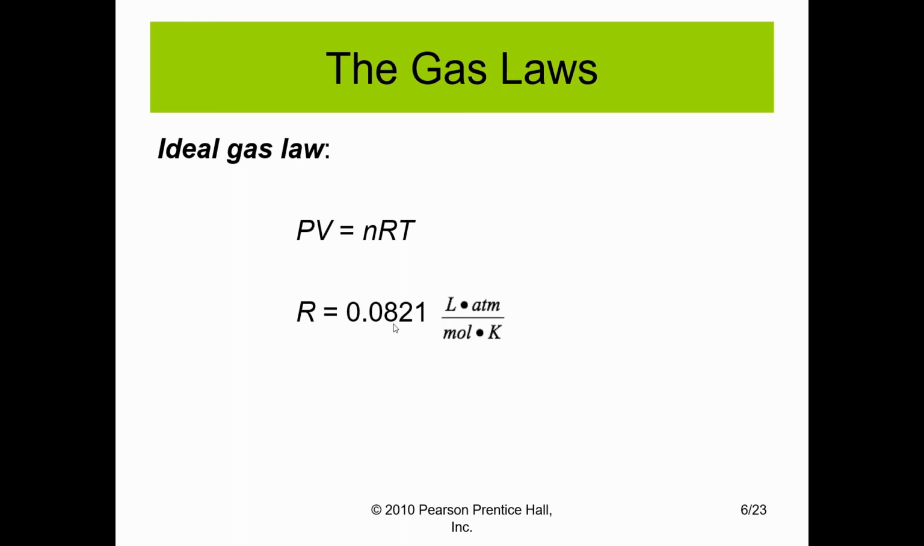Now it's important for us to look at the units of R. In this case, our R value is in liters, that means the volume has to be in liters, times atmospheres, that means the pressure has to be in atmospheres, divided by moles, that means n has to be in moles, so instead of grams or molecules, it has to be converted to moles, and then finally our temperature has to be in Kelvin. Any attempt to utilize this equation to solve for one of these variables means that we first must make sure all of our information has the correct units.